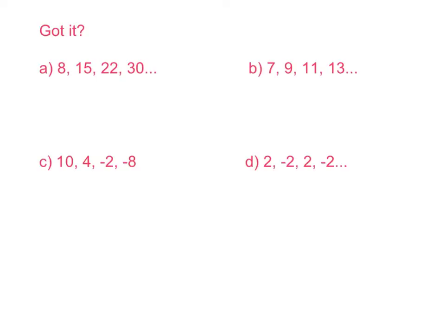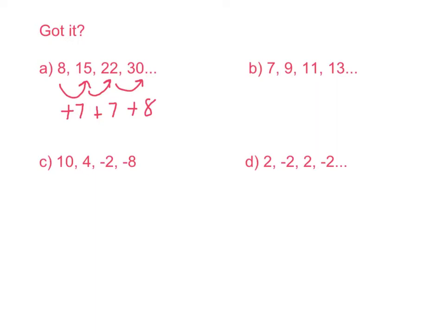So let's look at the got it problems, A, B, C, and D. So let's look at A. Tell whether the sequence is arithmetic. If it is, what is the common difference? So if we look at letter A, 8 to 15 we add 7. 15 to 22 we add 7. But then we add 8, so you have to check all the terms. Therefore, A is not an arithmetic sequence.